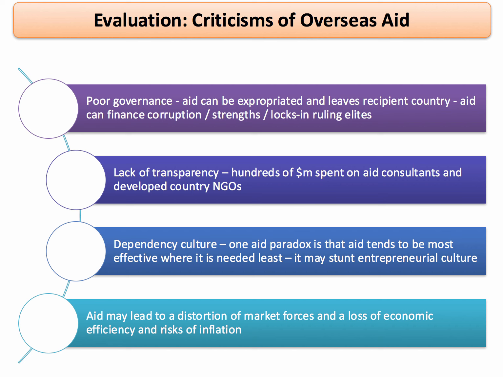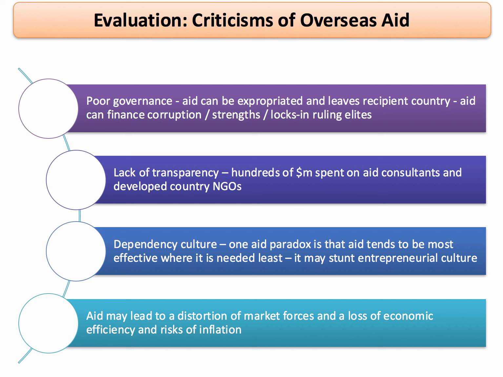Third argument is that aid can, in theory, breed a dependency culture. People and organisations and communities can become too dependent on aid. And there's an aid paradox, that aid tends to be most effective where it's needed least. That's the case that a lot of aid flows to middle-income countries who perhaps don't necessarily need that aid.